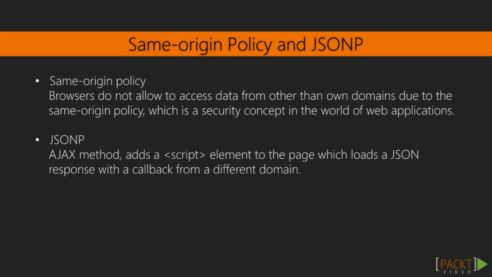Sometimes we need to work with data that is not on our server, but on a different domain. Generally, browsers do not allow access to data from other than their own domains due to the same origin policy, which is a security concept in the world of web applications. There is one method we can use, called JSON-P. This is a technique which allows us to make an AJAX request to a server and receive it in such a way that it is allowed by the same origin policy. The JSON data is executed through a callback function on the remote domain.